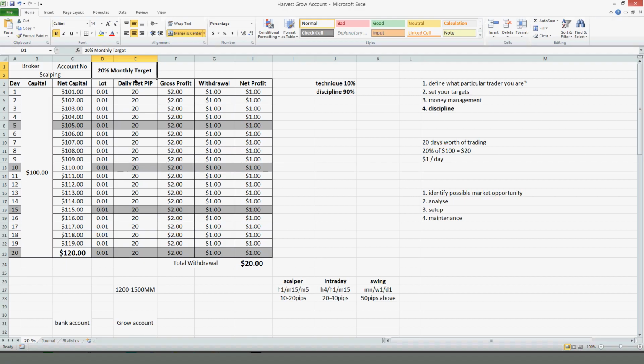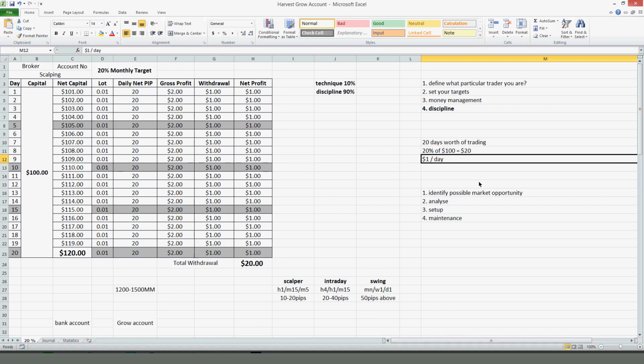So let's say I have $100 and I'm going to set a 20% monthly target. 20% of $100 is about $20. After 1 month of trading, that's about 20 days' worth of trading, I will need to raise my account to about $120. If you divide that by the number of days in a month, you just need to earn about $1 per day.